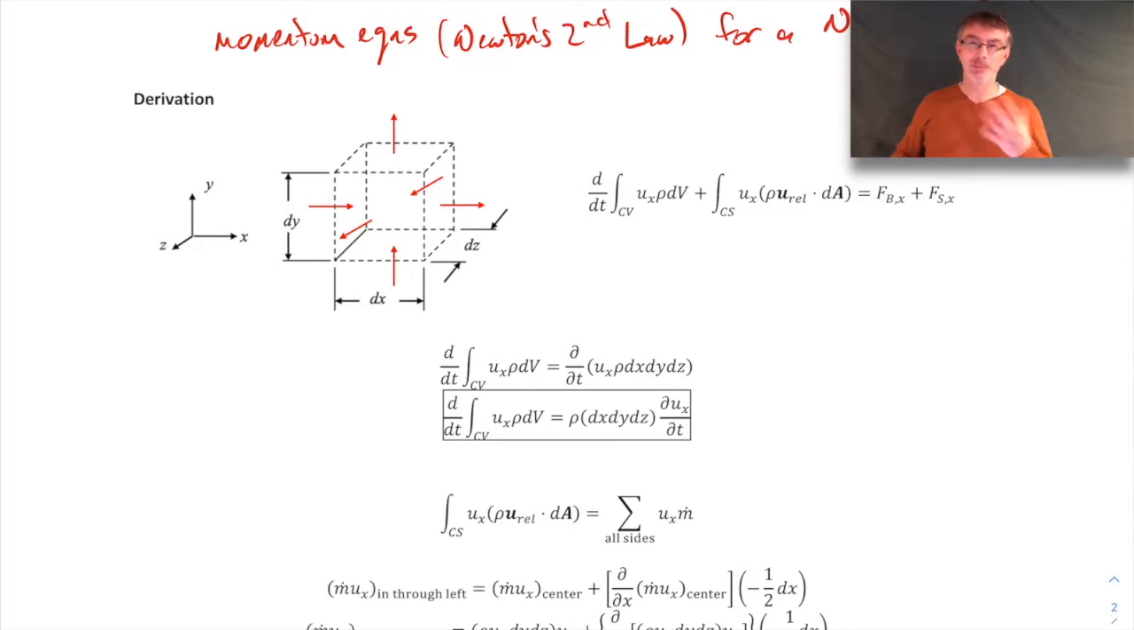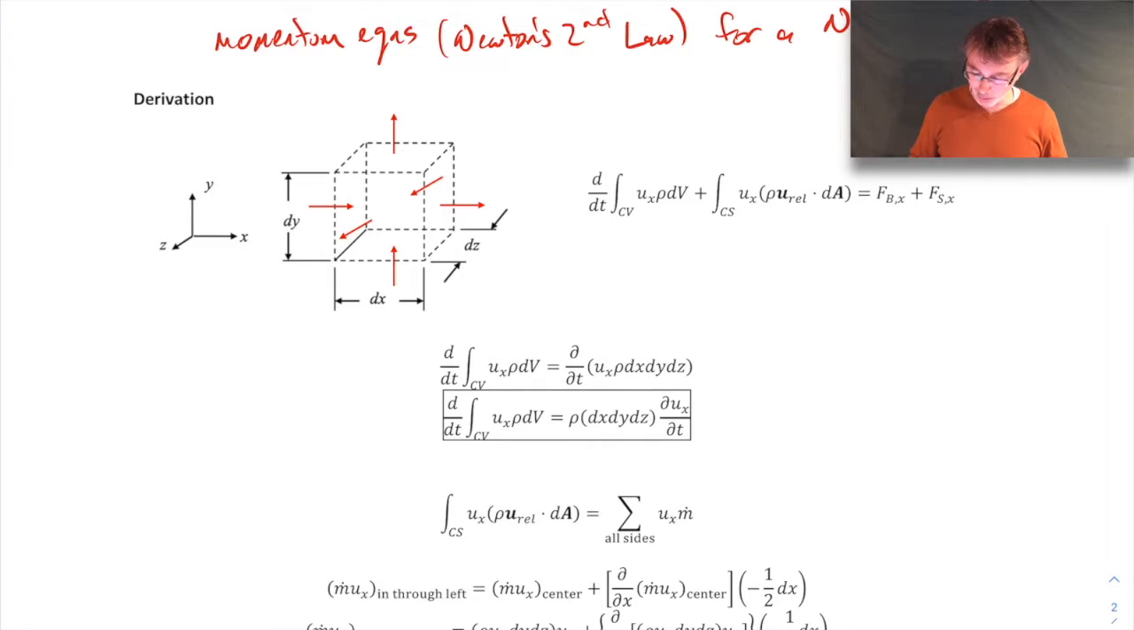And just to keep things a little simple, I'm only going to focus on the x direction in this derivation. You can do the same thing in the y direction, in the z direction, or you could do it in cylindrical or spherical coordinates, whatever you want. But for simplicity, just to give you an idea of the concept, we're just going to focus on the x direction.